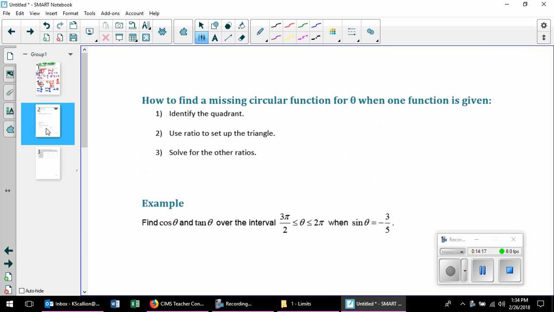Page 2. How to find the missing circular function for theta when one function is given. Good job. Identify the quadrant. Use the ratio to set up the triangle. Solve for the other ratios. Easy peasy, right?